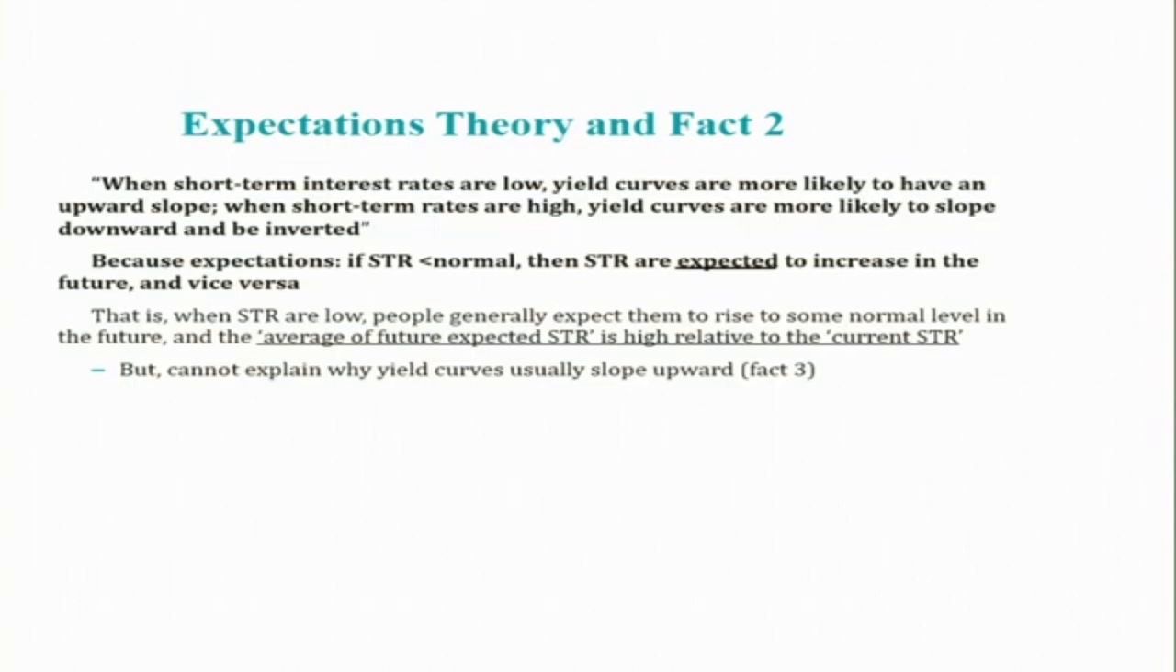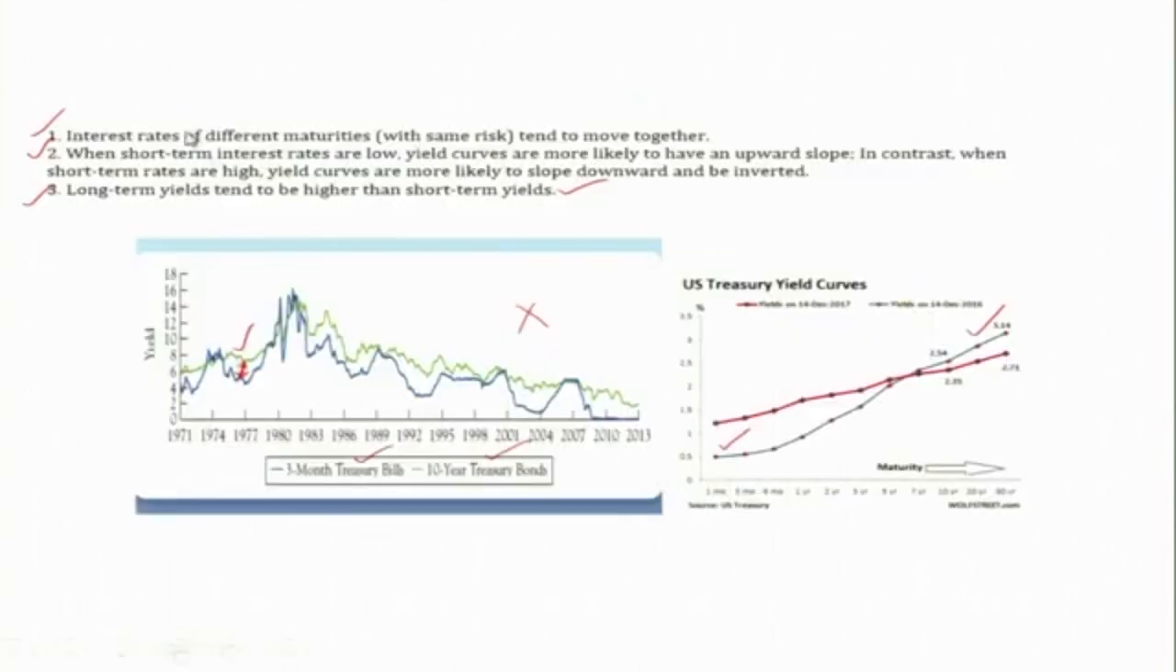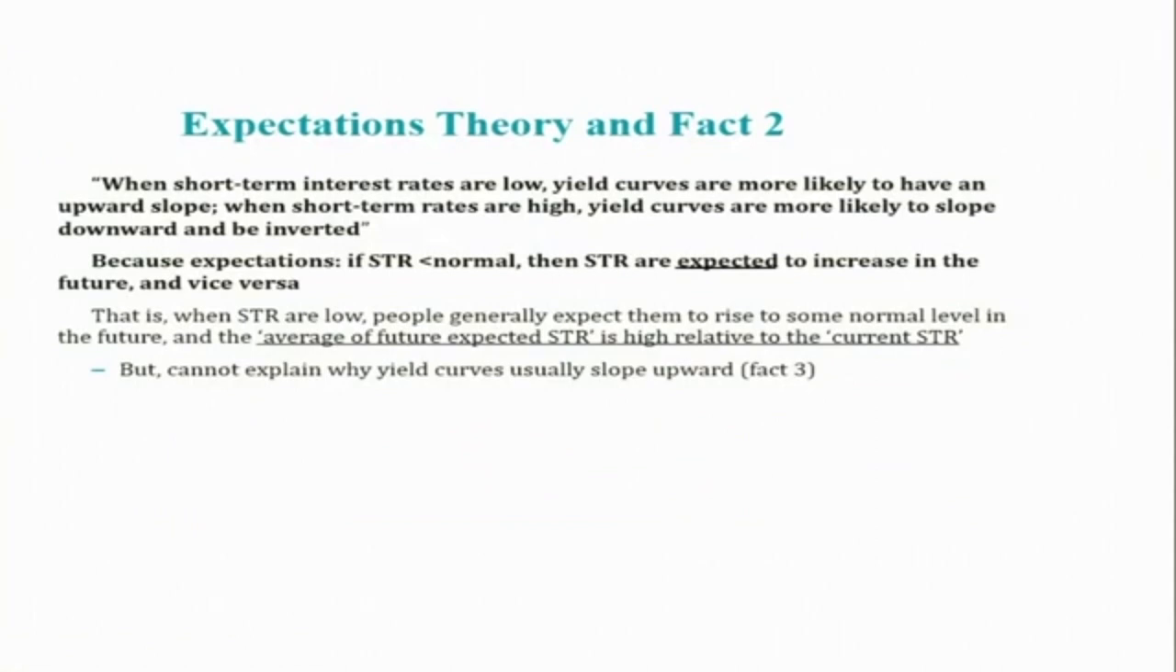Coming to expectation theory and fact 2, we have seen that when short term interest rates are low, yield curves are more likely to have an upward slope. In contrast, when short term rates are high, yield curves are more likely to slope downward and be inverted. So let us bring expectation into this context and explain why. Take the case that when short term interest rates are low, long term interest rates are going to be high. The reason is that when short term interest rates are low, yield curves are more likely to have an upward slope.